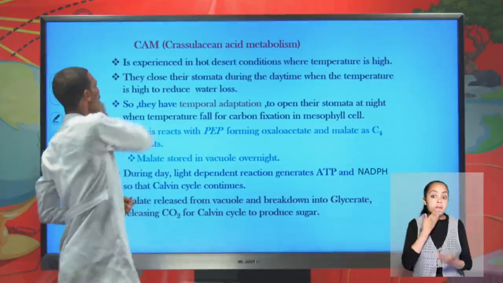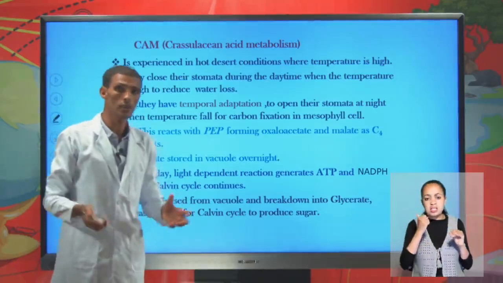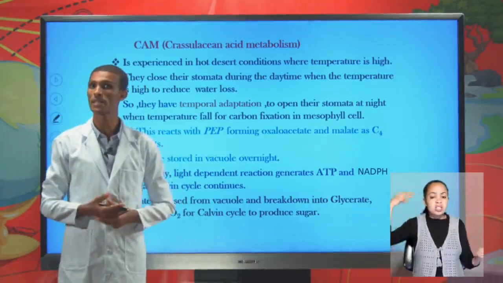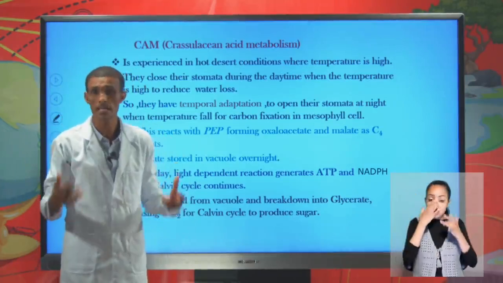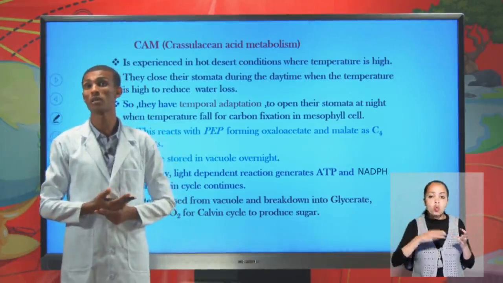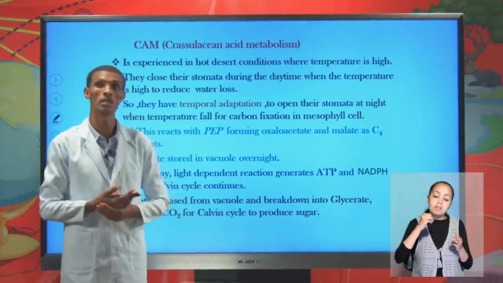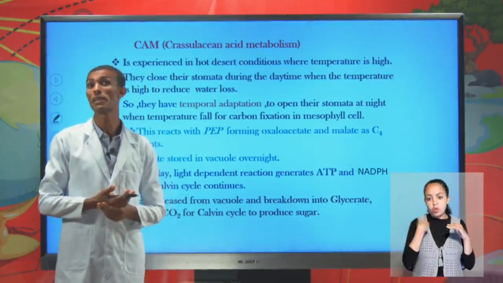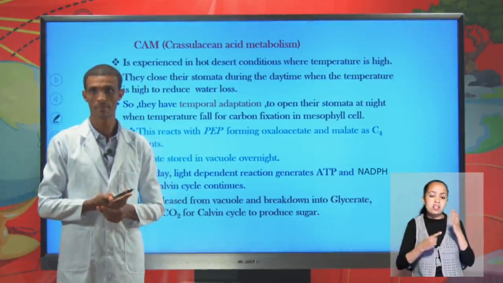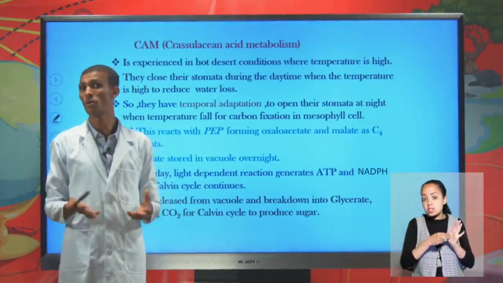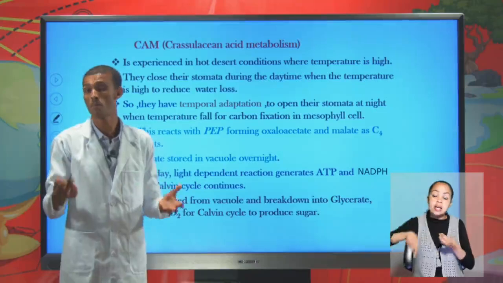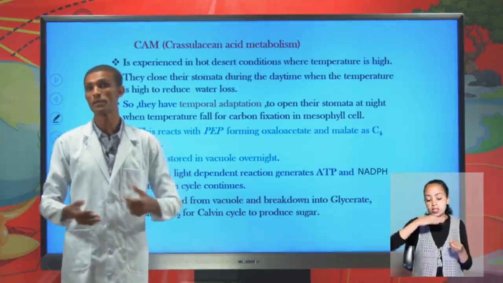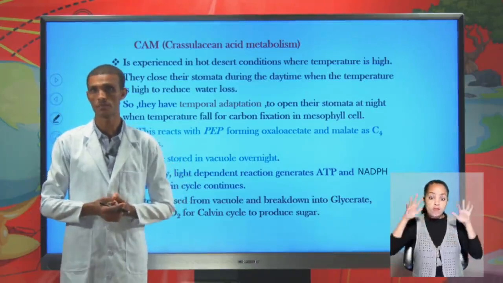Well done, student. Another very important type of photosynthesis that's largely experienced in hot desert conditions is CAM, or crassulacean acid metabolism. I hope you are familiar with what a desert means. It is a condition or an area or biome in which higher temperature and low precipitation or rainfall are present.